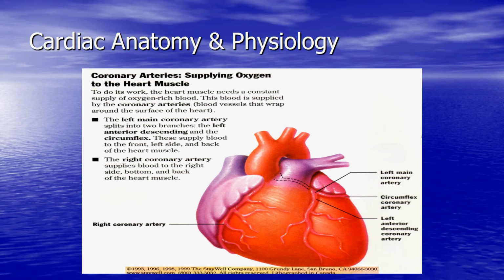It says that you have the left main coronary artery that splits into two branches, the left anterior descending, or as abbreviated LAD, and the circumflex. These supply blood to the front and back of the heart muscle. The circumflex is abbreviated as big C, small x. Then you have the right coronary artery. It supplies blood to the right side, bottom, and back of the heart muscle.